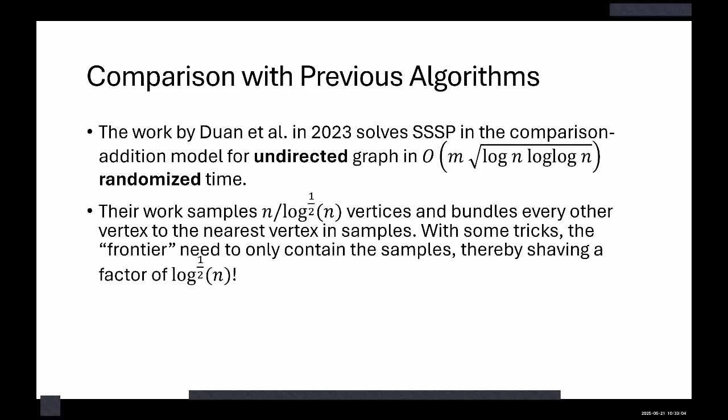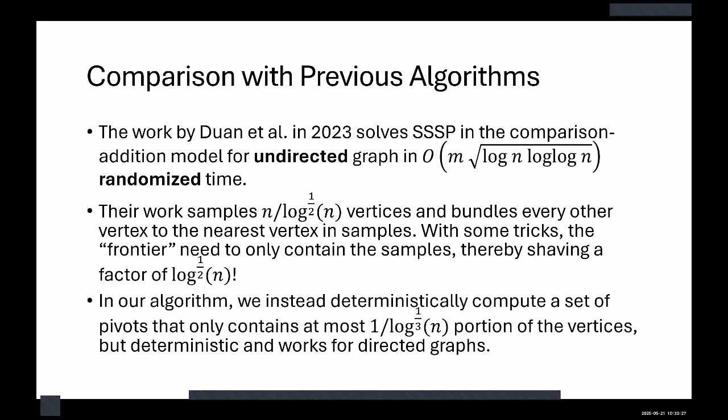The way that algorithm works was essentially by sampling a small set of vertices and then bundling every other vertex to the closest vertex in the sample. And then with some tricks, the frontier, using our terminology, only needs to contain the samples, and this is how they save a factor. In our algorithm, instead of doing random sampling, we use a pruning procedure. So instead of a simple randomized procedure, it's a more sophisticated deterministic procedure. And that's what enables us to make the algorithm not only deterministic, but also work for directed graphs.